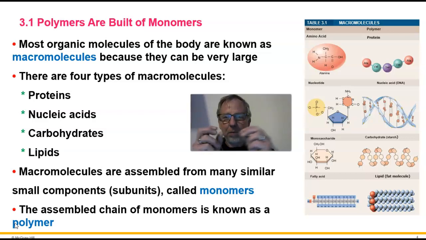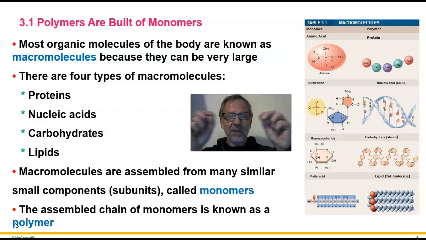You take little building blocks and put them together to make a bigger structure. You could think of monomers as being like little beads. You put beads together and you make like a necklace. And depending on which beads you string together, you make different kinds of necklaces.